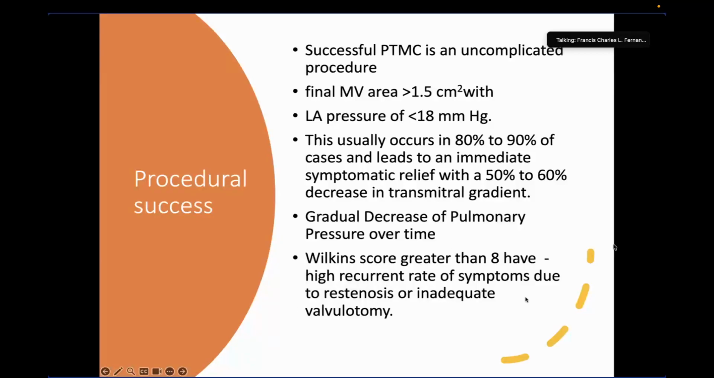Okay, so those who have high valve scores, or complicated valves, have a greater problem with restenosis or inadequate valvulotomy. However, we have some data at the Philippine Heart Center that we have no choice, but we have some intermediate valve scores that we're able to successfully do and have good outcomes somehow.